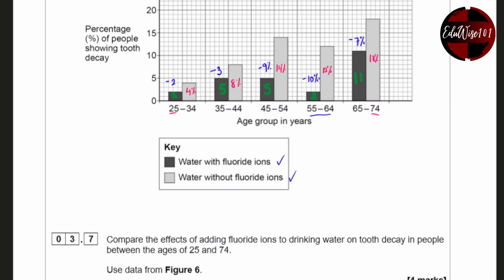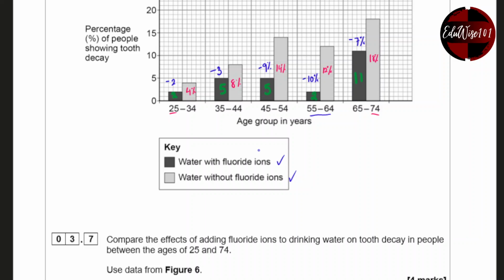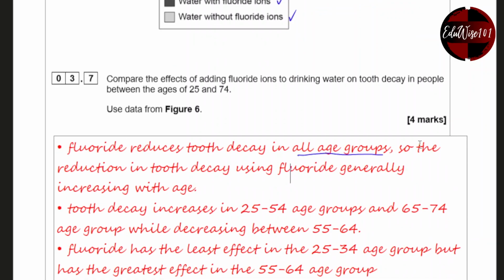So here's a sample answer. If you write a couple of sentences, you should get at least half the marks here. So fluoride ions or fluoride reduces tooth decay in all age groups. This is what we observed in the graph. So the reduction in tooth decay using fluoride is generally increasing with age. So what that means is it's gone from minus 2% to minus 3, minus 9, right? And then minus 10, and this last one, it didn't decrease by so much, but generally it's actually reducing the percentage of tooth decay when you use fluoride ions.